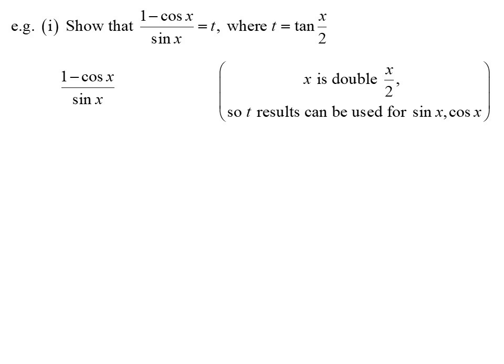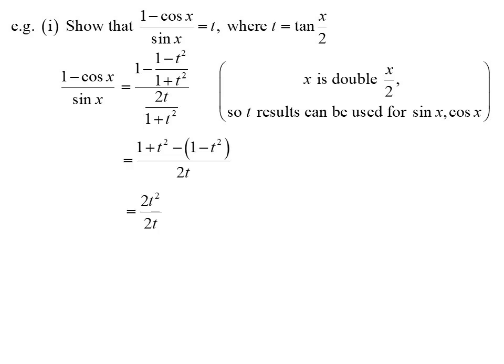And the beautiful thing about it when you're using it for cos and sine is the denominators are the same in both fractions. So they will cancel out nicely, and we don't have a fraction on a fraction. If I multiply top and bottom by 1 plus t squared, tidy it up, 2t squared on 2t, well, that's just t. We've proven what they want.